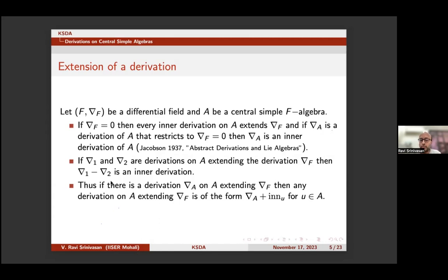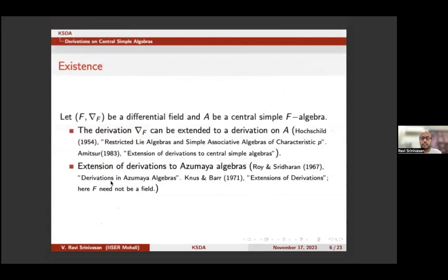And this theorem in particular says that if I have just one extension, so if I just extend the derivation on the base field to the central simple algebra, then all the derivations can be gotten by simply adding the inner derivations. So that is the point of this. All we need to do is just extend the given derivation of the base field to a derivation of the central simple algebra. This is essentially done by Hochschild in 1954. He proves this result that if you have a derivation on the base field, then you can extend it to a central simple algebra.